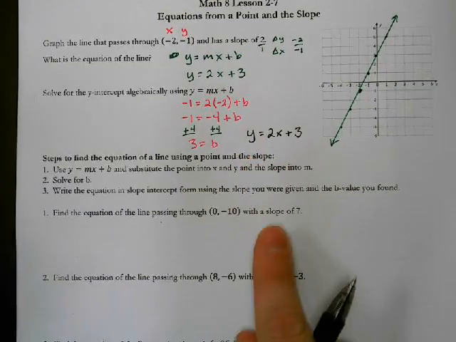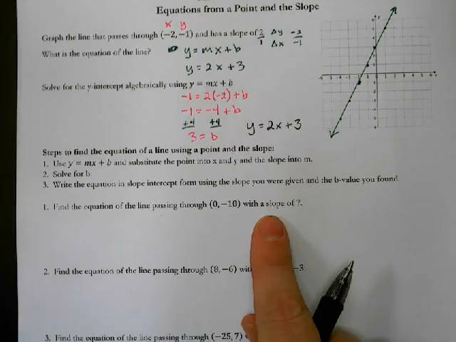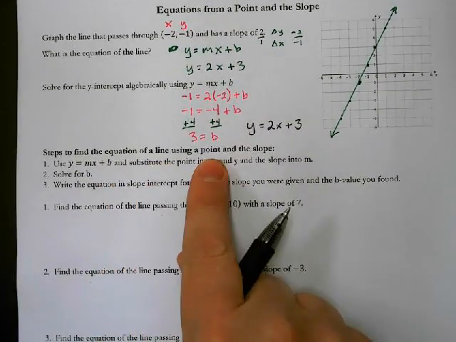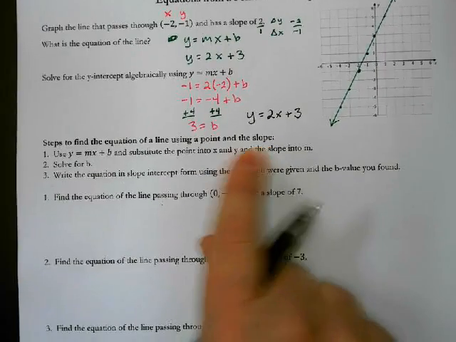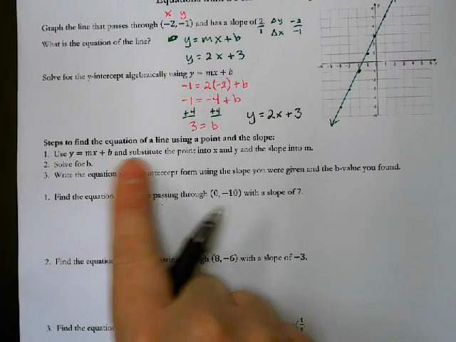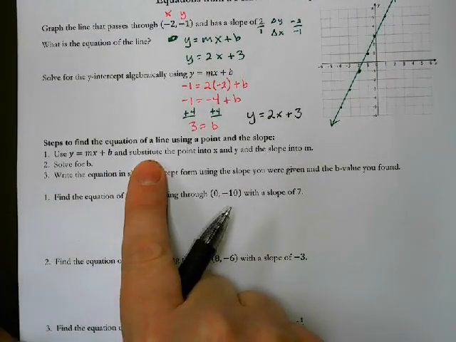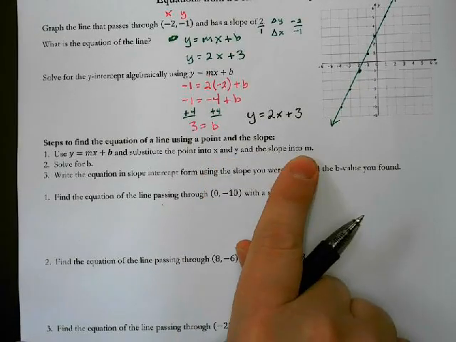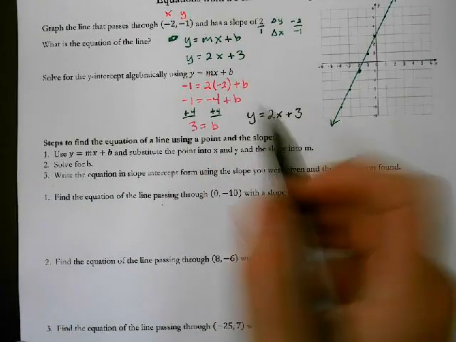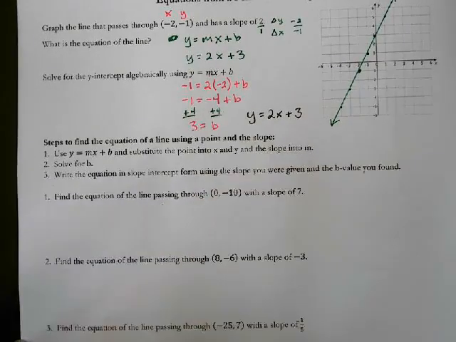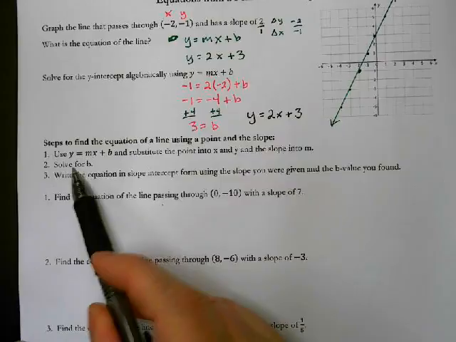Okay, so we're going to have some steps here. Steps to find the equation of a line using just a random point, so not necessarily a y-intercept, and the slope. So first of all, we're going to use y equals mx plus b, and we're going to substitute or plug in the point into the x and y, and the slope into m. Just like we did before. Step 2, we're going to solve for b.